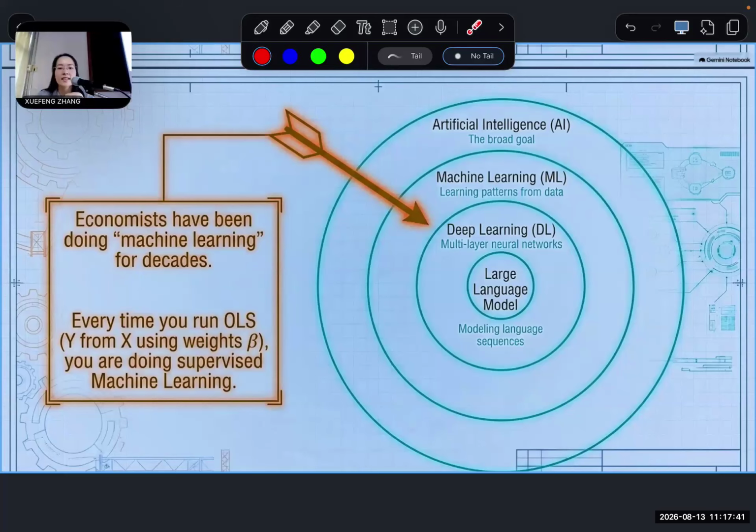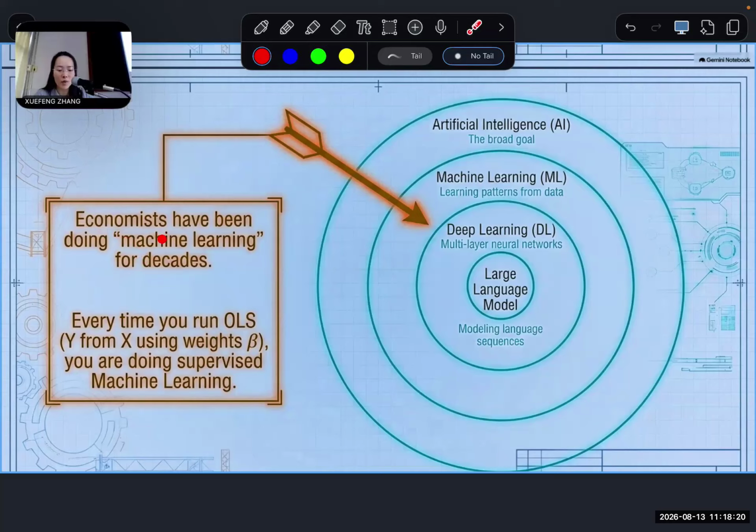You see here, this slide makes the connection explicit with a set of nested circles. Let's see, what is AI? Artificial intelligence, which is the broad goal. Inside this, machine learning. What is machine learning? Learning patterns from data, right? Inside that, we have deep learning, which is multi-layer neural networks. And inside that, we have large language models, like what we use now, ChatGPT, Claude, Gemini. Basically, they model language sequences.